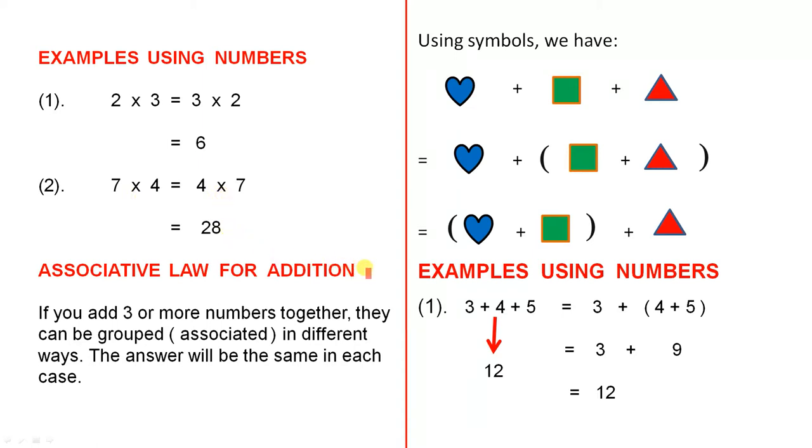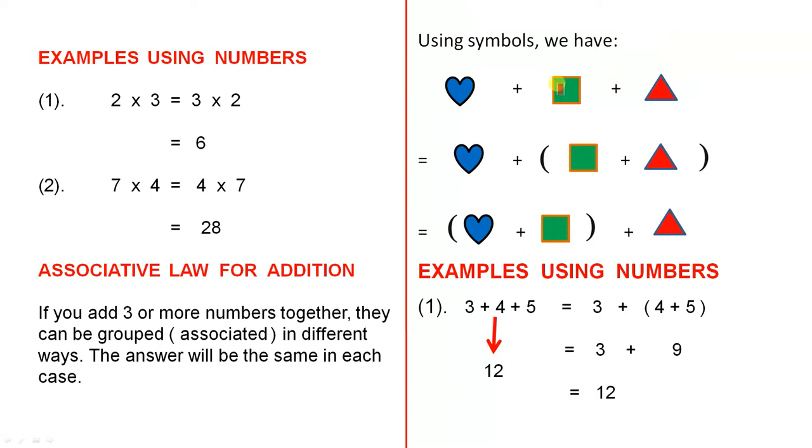The associative law for addition. If you add three or more numbers together, they can be grouped or associated in different ways. The answer will be the same in each case. So the word associated is just a fancy name for saying that the numbers can be grouped.